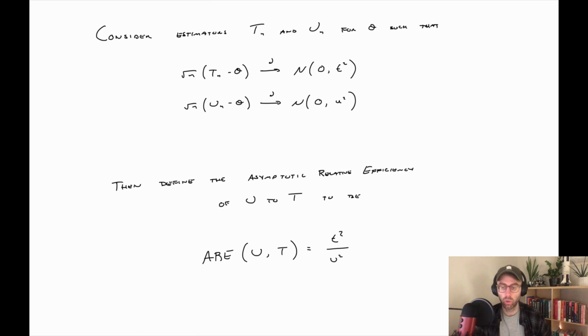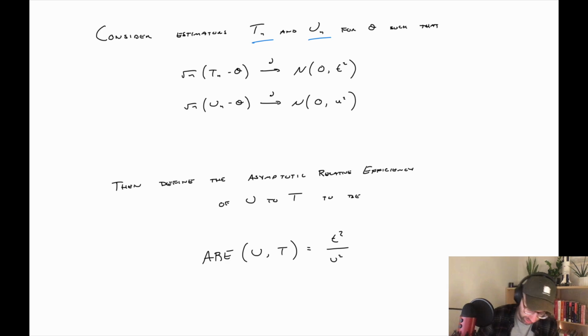So, moving towards talking about efficiency. Let's say we had two estimators, T sub n and U sub n, both trying to estimate the quantity theta. And let's say it turned out that they could both be shown to be approximately normal, that is, in a limiting sense. And we see Tn has a limiting normal with variance t squared, and Un has a limiting normal with variance u squared.